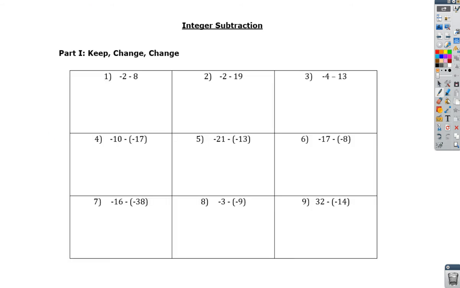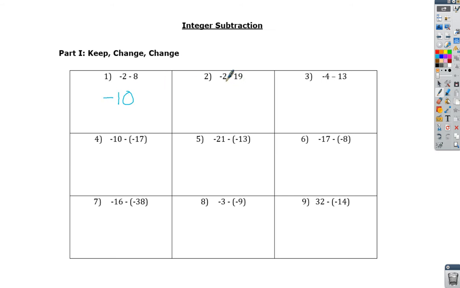Okay, now we're going to talk about subtracting integers. Remember, keep, change, change. Now with number 1, you could keep and change it so it's negative 2 plus negative 8, but you can also just subtract, because if you have a negative number and you're subtracting even more, your number is going to get even smaller or even more negative. So 2 plus 8 is 10, and they're both negative, so we'll have a negative 10.